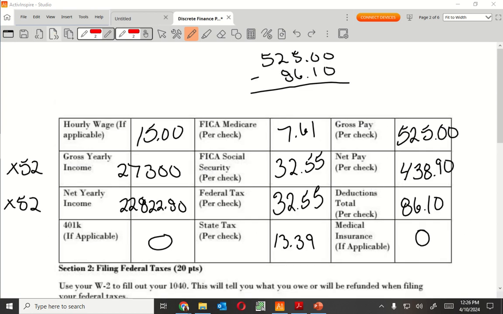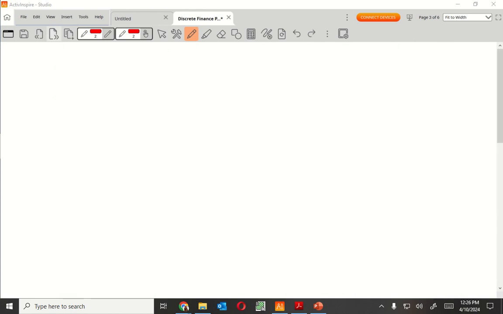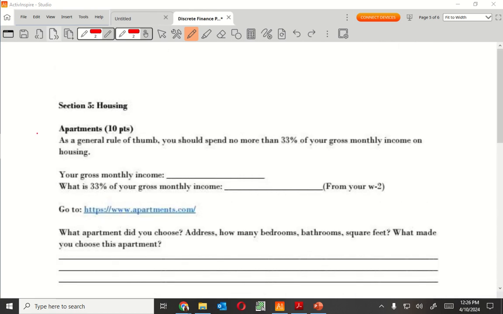The information I'm going to use is going to be from my W-2 for this next part. I'm going to take box 1 from my W-2. To get my gross monthly income, it is my box 1 divided by 12, because box 1 is what I made in gross income for the year. I take that number and divide it by 12 because there are 12 months in a year, right? Yeah, okay, good. So box 1 was 27,300. Divide that by 12.